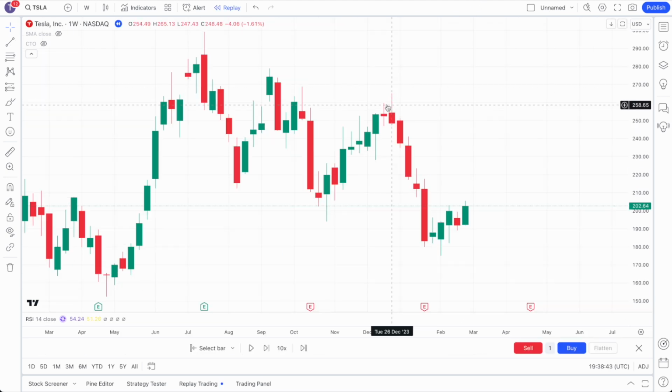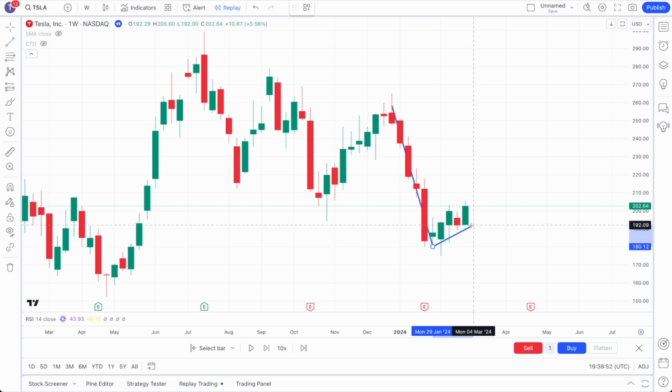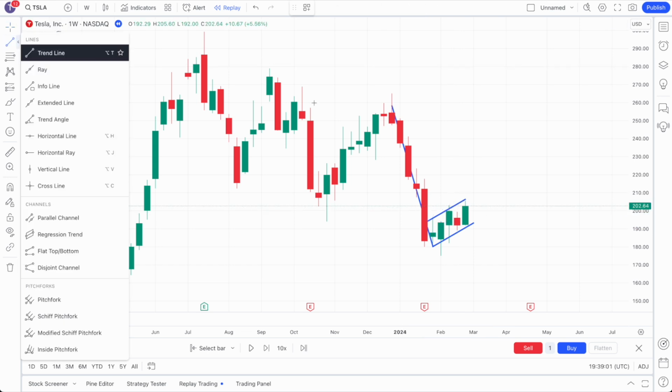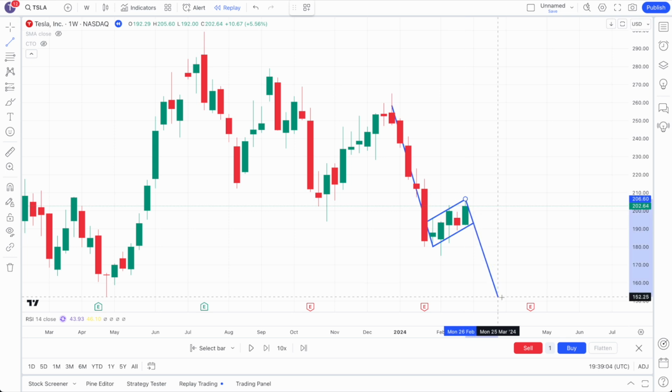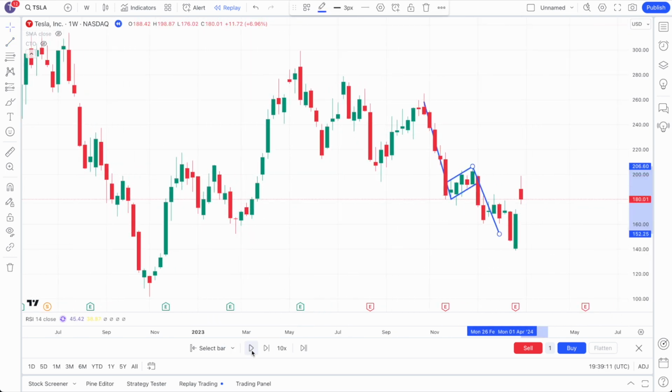Another stock I want to talk about is Tesla. This is an example of a bear flag. So you had the impulsive move down, and then you've had a flag forming over here. So you would expect, based on that, the price to go down from here. So let's see what happened. And that's exactly what happened pretty much after. So the price did go down.